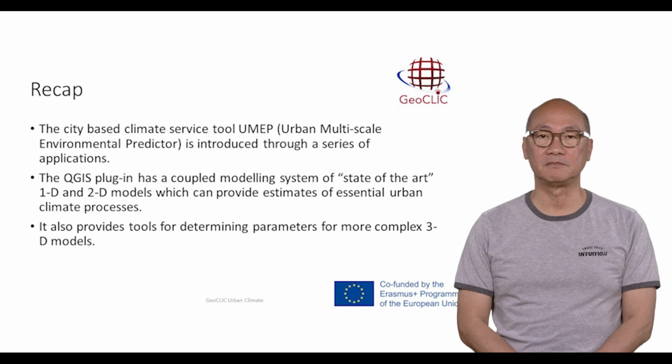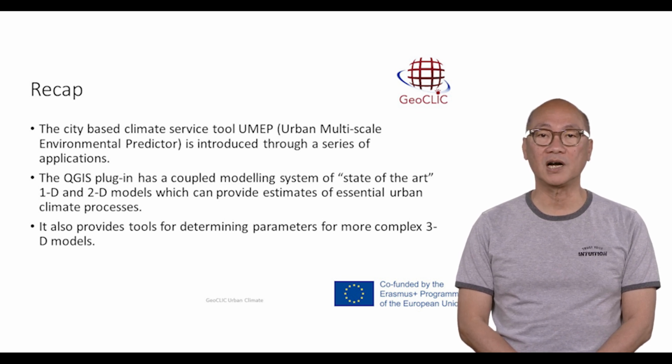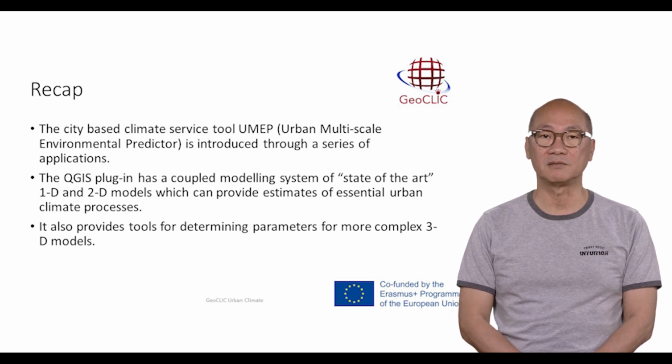To recap, the City-Based Climate Service 2 Urban Multi-Scale Environmental Predictor is introduced through a series of applications. The QGIS plugin has a coupled model system of state-of-the-art 1D and 2D models, which can provide estimates of essential urban climate processes. It also provides tools for determining parameters for more complex 3D models. For references, please refer to the Lindberg 2018 paper.